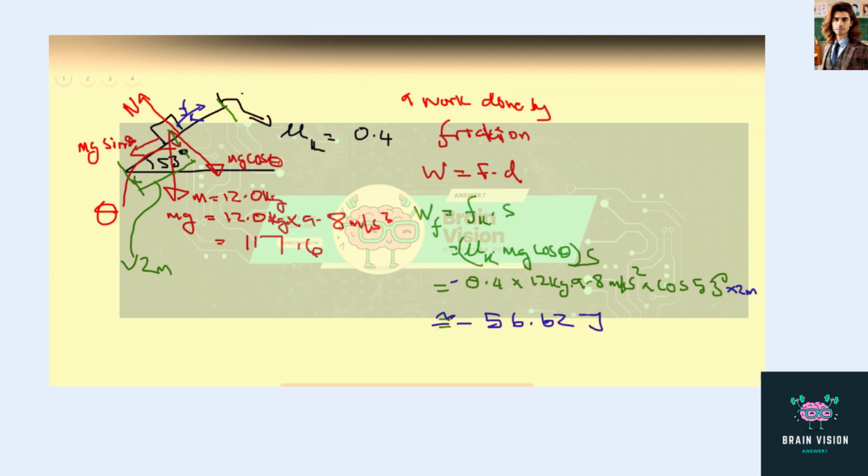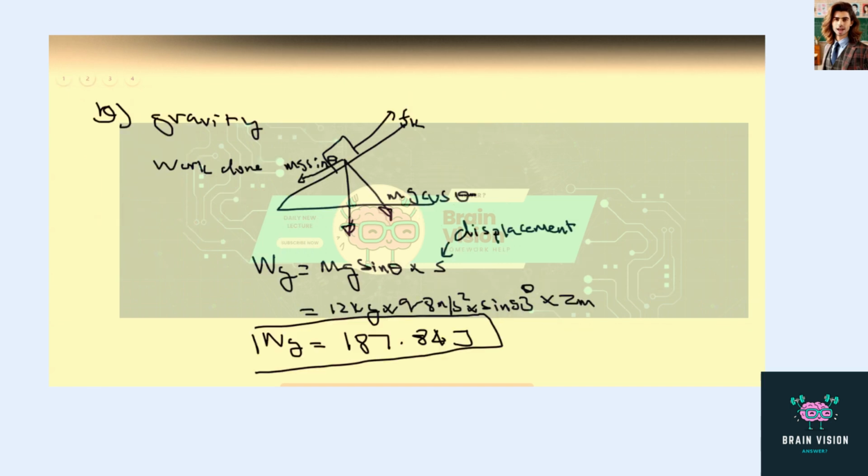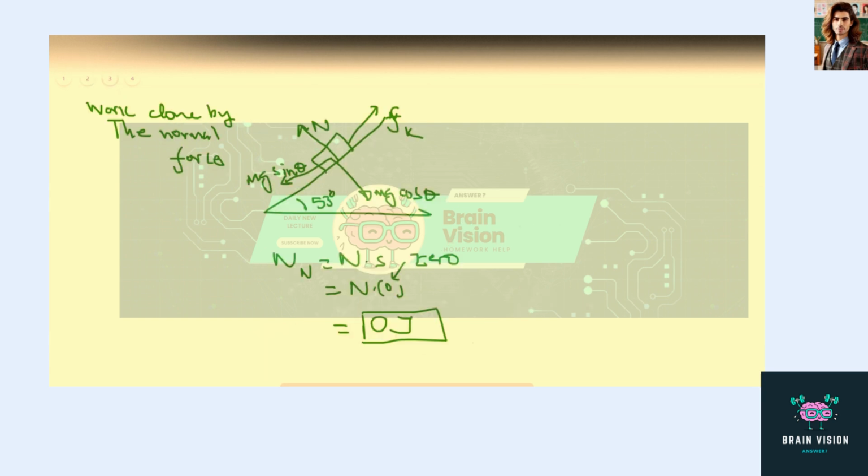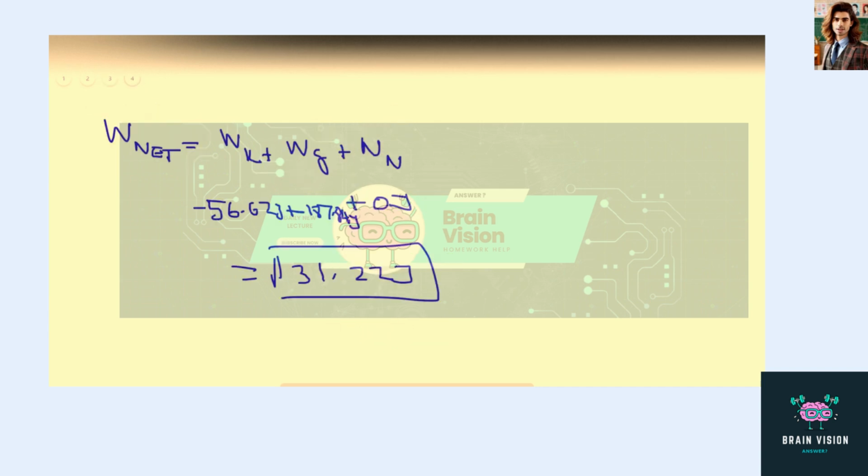So once again, this problem was helping us find the work done by friction. It's negative because it's opposing the motion of the object down the incline. Then the second part, we had to do the work done by gravity. That's mg sine theta times the displacement, which is 2 meters. The work done by the normal force is 0 because the normal force doesn't move down the incline. And then we sum those together. We get the total work, or the net work, done on this object sliding down the incline.